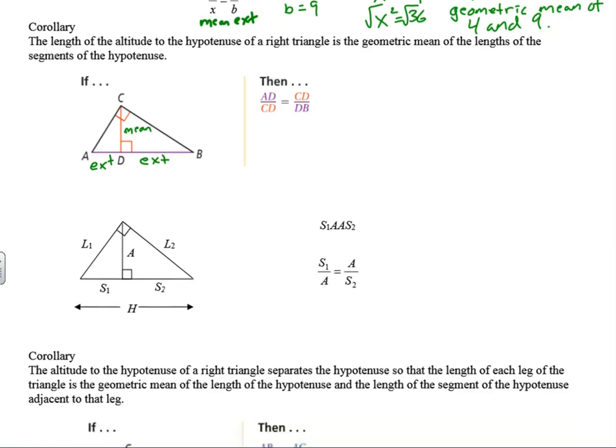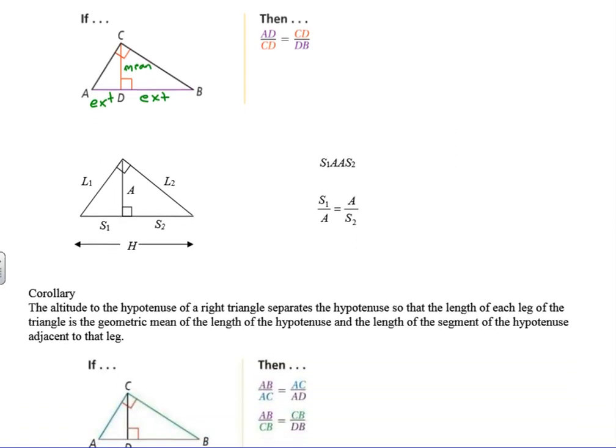So we use this phrase called Hills and SAS to remember it. In the big triangle, L1 is a leg of the big triangle. L2 is the other leg. The A stands for the altitude. S1 is this part of the hypotenuse. S2 is the other part of the hypotenuse, and H is the whole thing. So the altitude is the geometric mean of S1 and S2. So this is a phrase that you can use, SAS. The A goes in there twice.